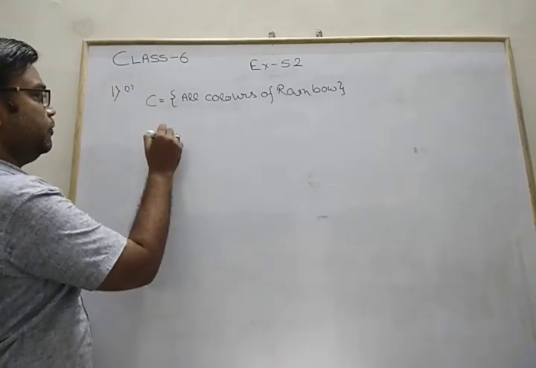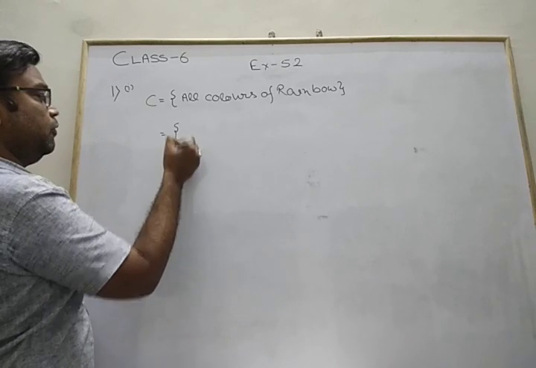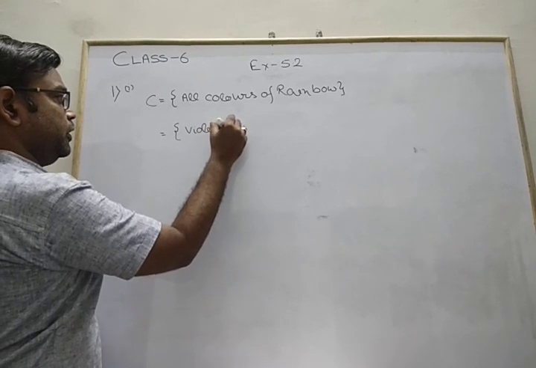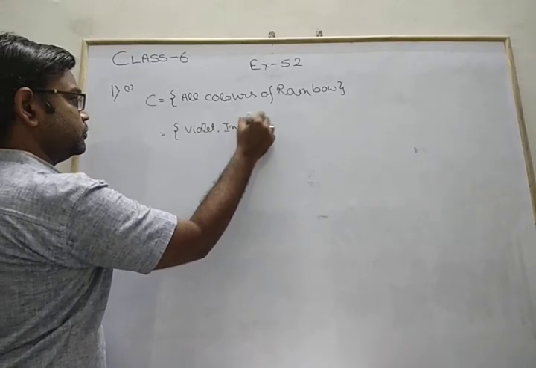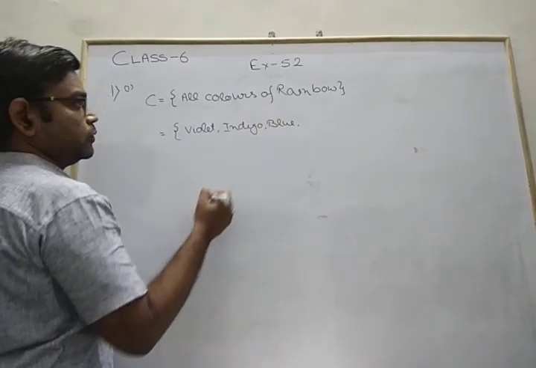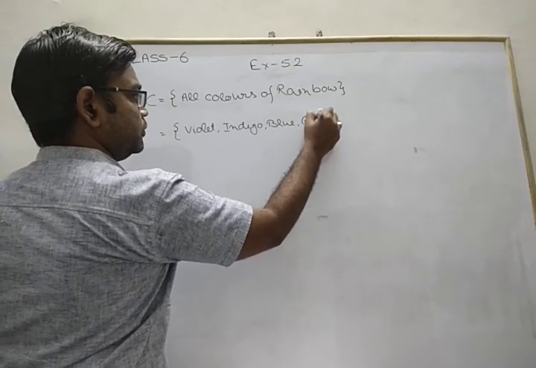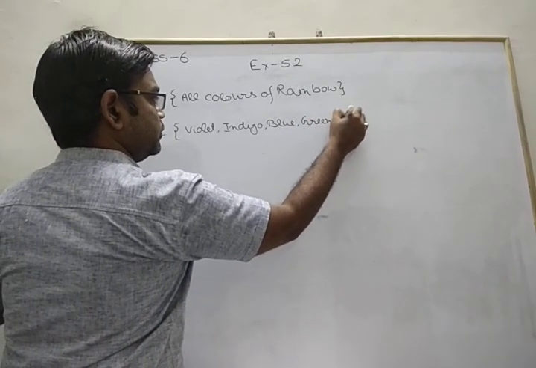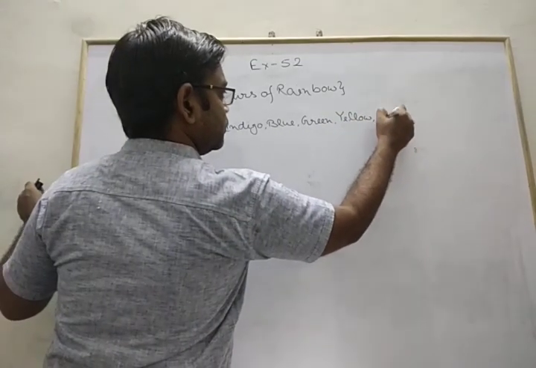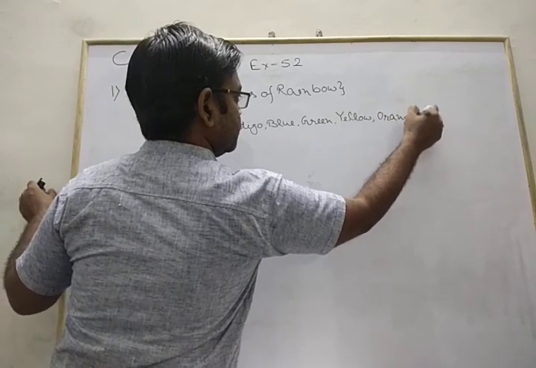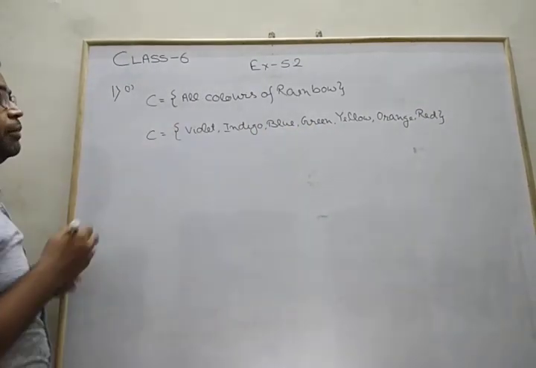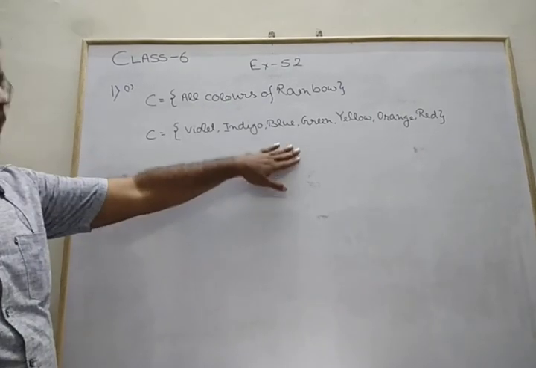So how many colors do we have? Yes, we know there are 7 colors, but here I am reading them: violet, indigo, blue, green, yellow, orange and red. So these are the members of this set, all colors of the rainbow.